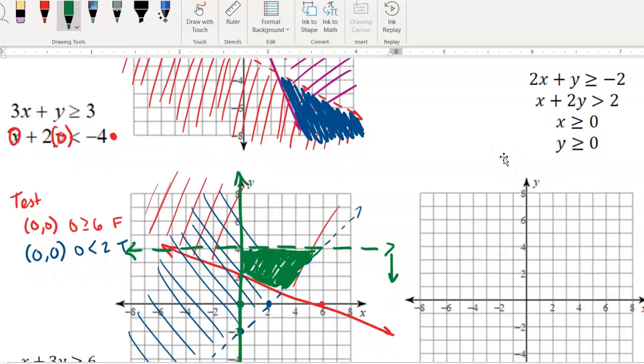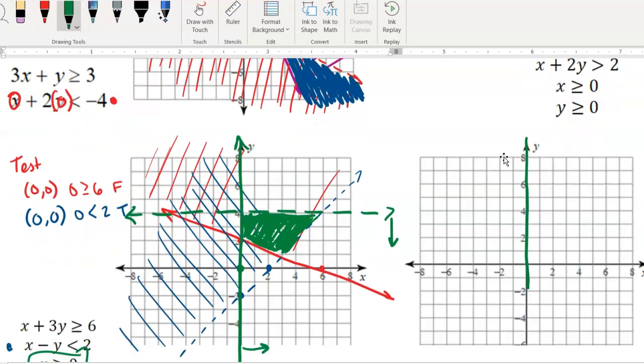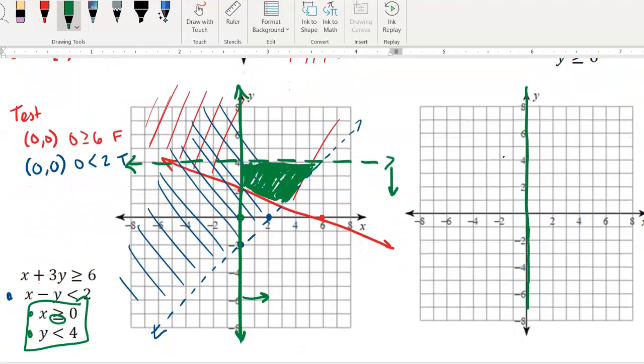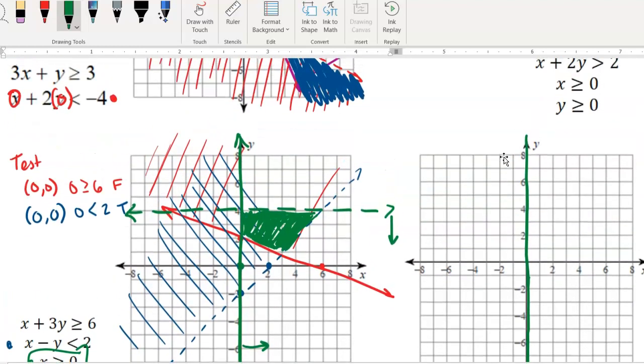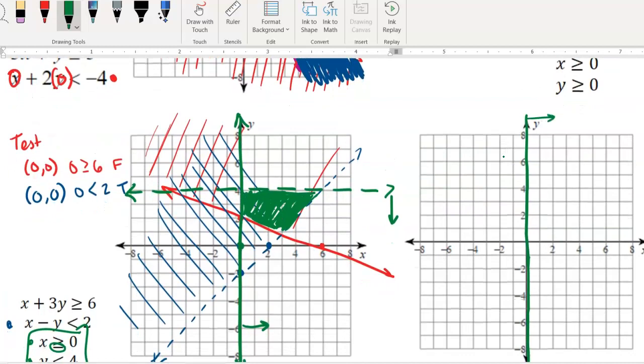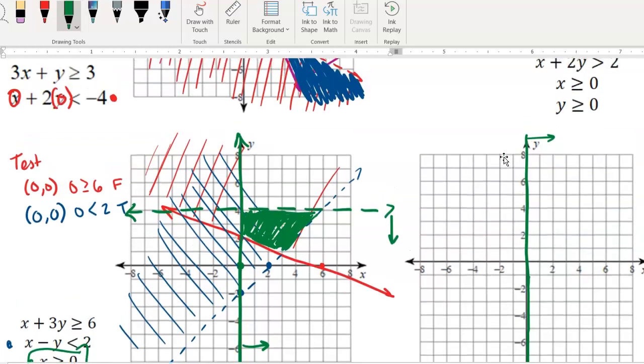So what I was talking about in that previous example, I'm going to do that on this one. So we have x is greater than or equal to 0. That's going to be a vertical line going through where x is 0, and it's greater than 0. So this is going to tell me that we're going to be focusing on the right side of that graph.